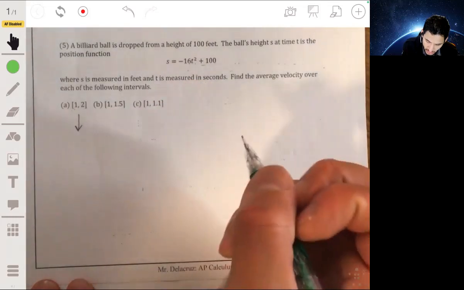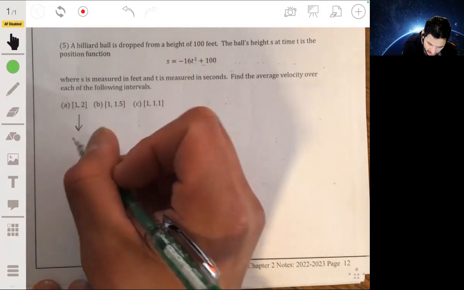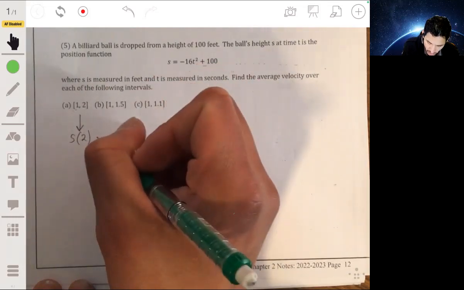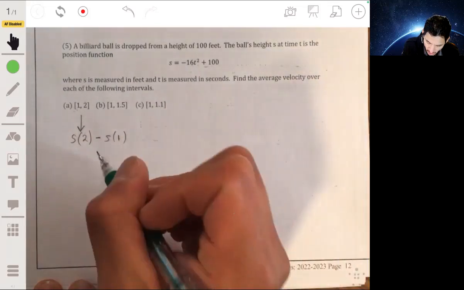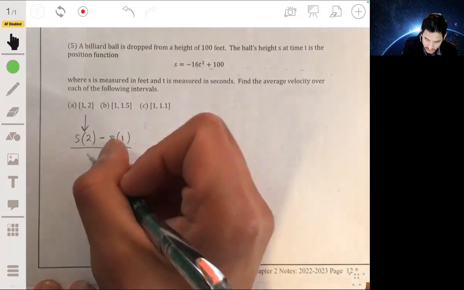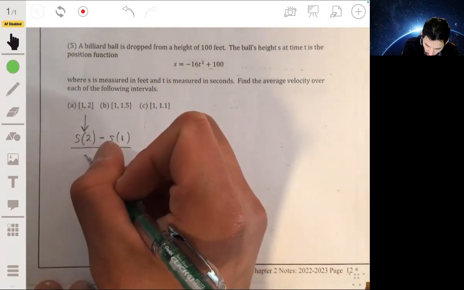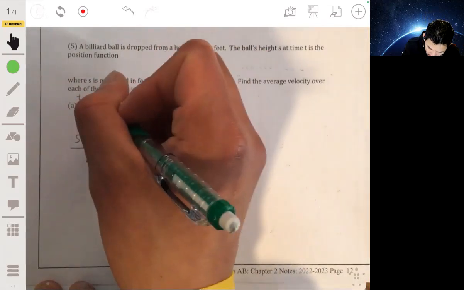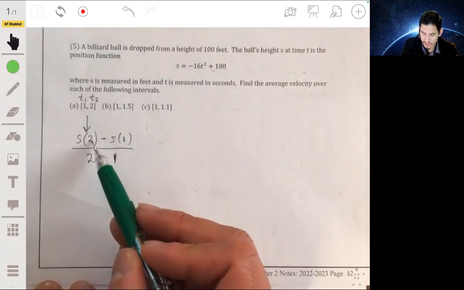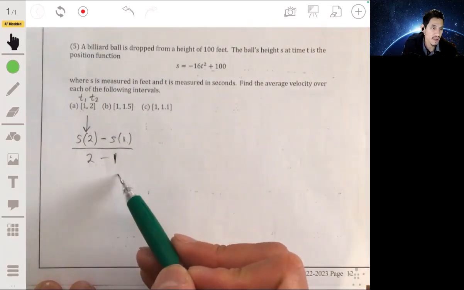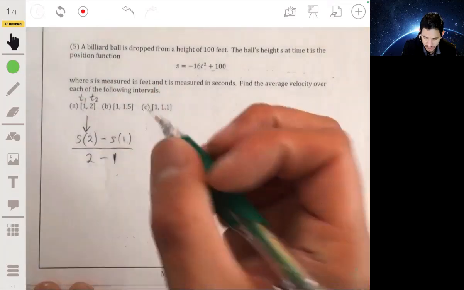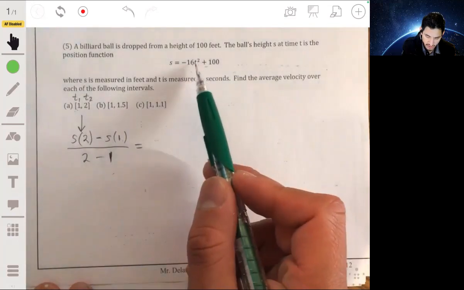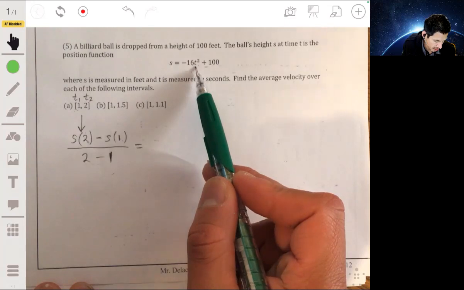For this, you're basically taking S of 2 minus S of 1, over 2 minus 1. So again, this is t1, this is t2: S of t2 minus S of t1 over t2 minus t1. And again, this is logical. You probably don't even need to really think about that formula. So we just calculate this. We calculate what S of 2 is by plugging 2 into here.